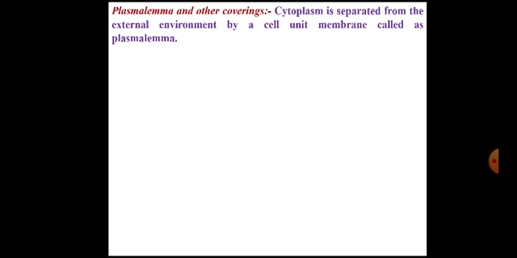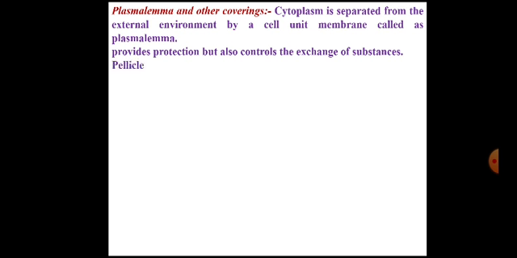The covering of protozoan does not contain a cell wall, so it contains only a cell membrane. So the coverings which protect the cytoplasmic contents of a protozoan cell are plasmalemma, and there may be other types of covering. The cytoplasm is separated from the external environment by the cell unit membrane, and that membrane is called plasma membrane, which is quite tough to resist the external environmental conditions. So it provides protection but also controls the exchange of substances.